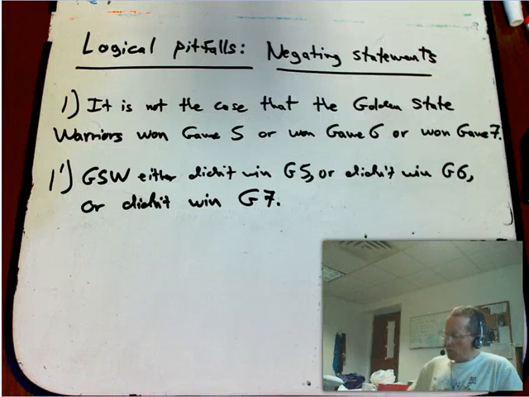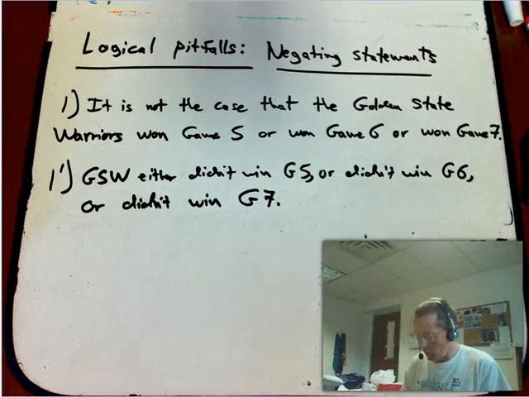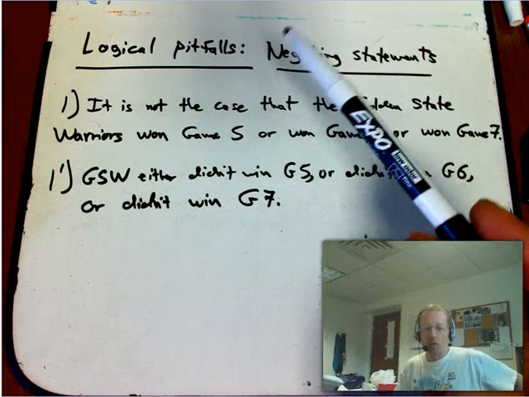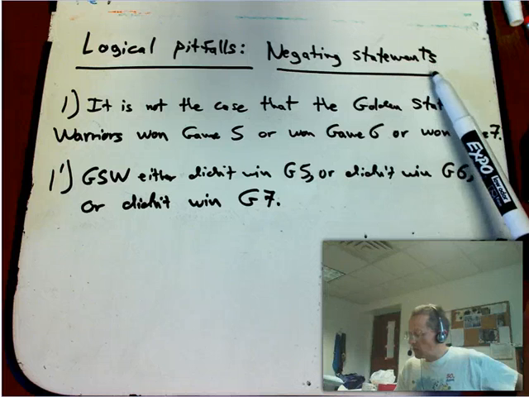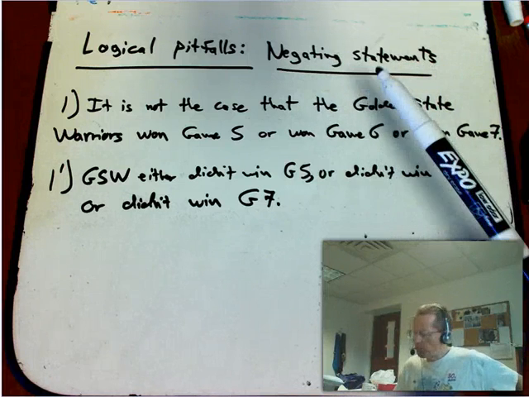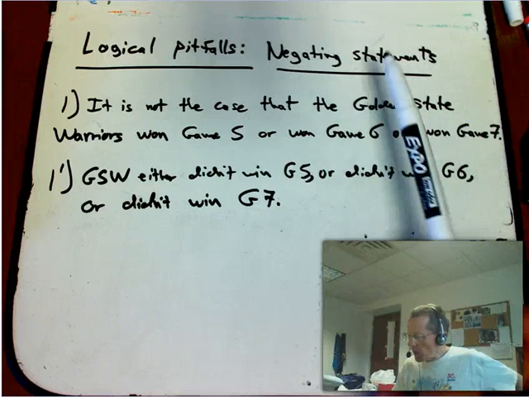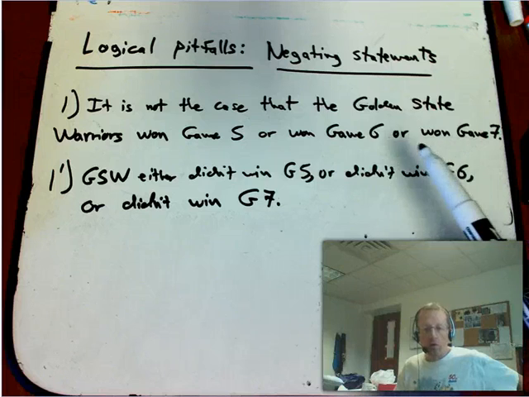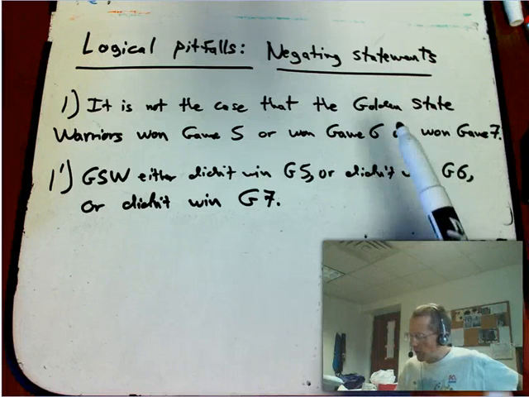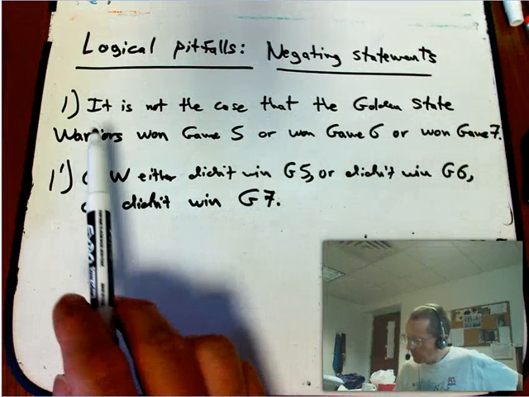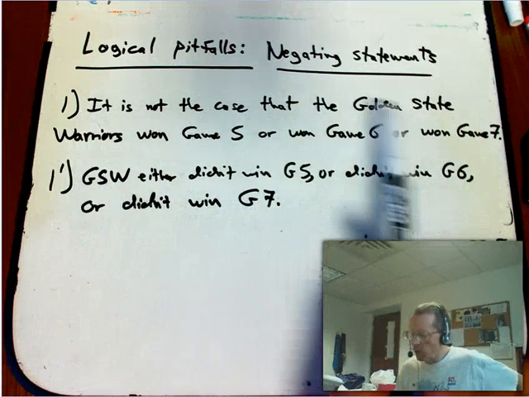So I want to look at another logical pitfall, something that just comes up all the time and tends to be particularly tricky, and that's negating statements, especially how negation relates with and, or, and the quantifiers. So first thing is we're going to take a statement that involves or a couple times, and we're going to negate it.